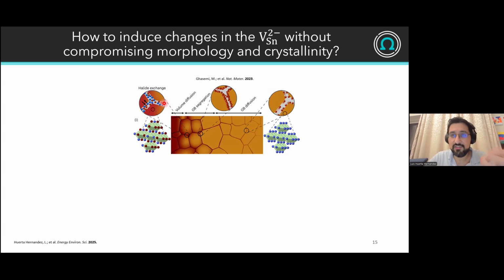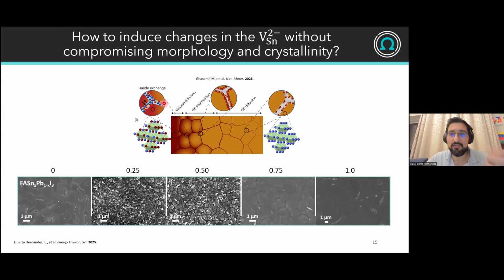And when you start changing the content of tin, well, you change all of these aspects in your material. So for example, here you have the SEM figures of different films with different concentrations of tin. And you see that basically all of them are changing significantly. So it is really hard to pinpoint the effect of ion migration to just the tin ion, or whether it's more because you're changing the morphology significantly of your material. So it's very hard to deconvolute the effect, right?